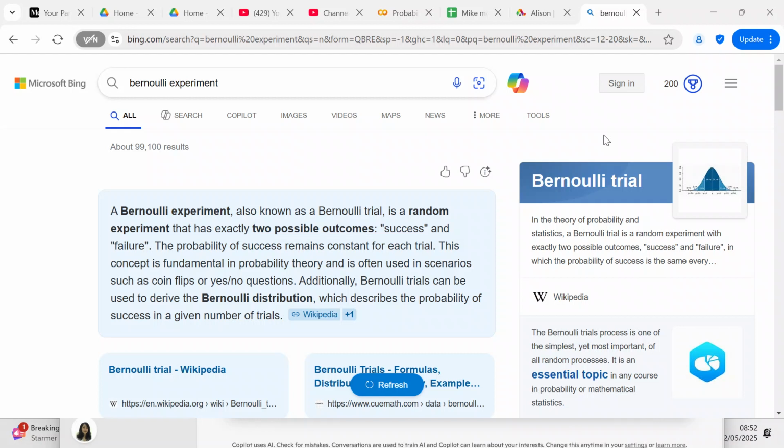And in this video, what we're going to do is talk about Bernoulli experiments. I just wanted to briefly bring up exactly what a Bernoulli experiment is.